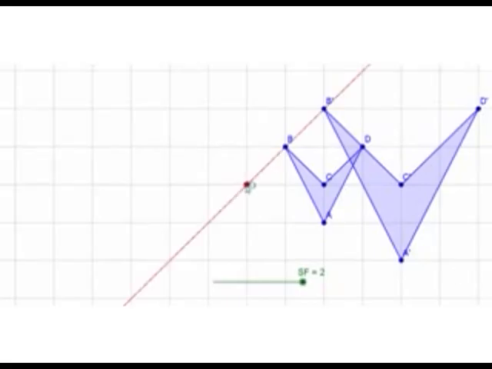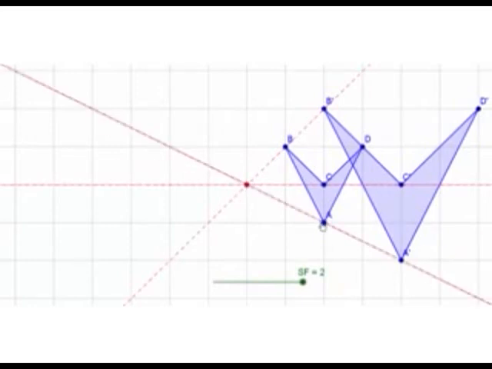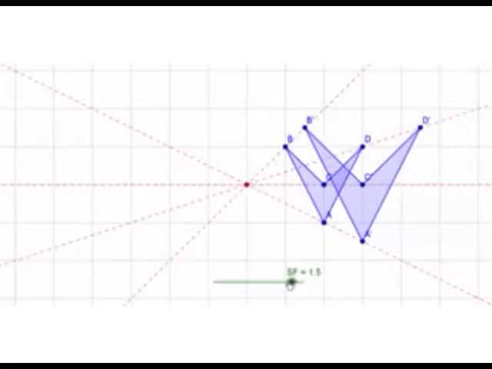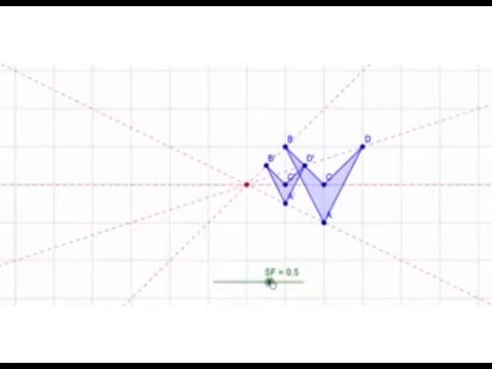First, let's have the projection we had before. We go down to 1 3/4. The shape is reducing in size. 1.5, 1.25, and a scale factor of 1. So it's the same size and the same position. 3/4, a half, a quarter, and 0. There's no figure at all.